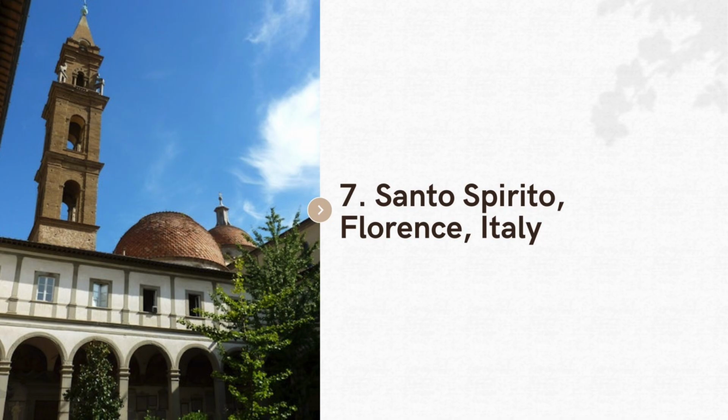Seventh one is Santo Spirito, Florence, Italy. Architect is Filippo. This church is celebrated for its elegant and simple design, showcasing Filippo's expertise in using classical orders and geometric precision. Its interior layout is a model of Renaissance clarity and order.